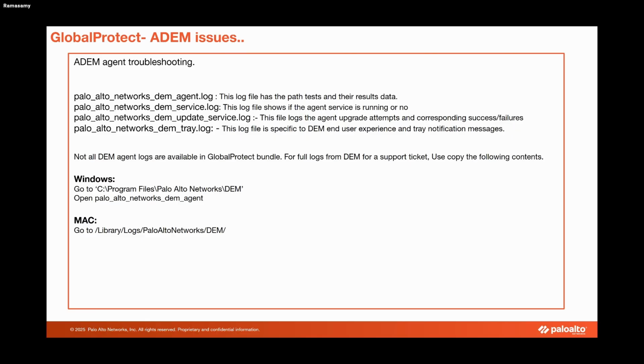And update_service.log. This one has information related to all the updates. Dem_tray: this log file is specific to DEM end user experience and the tray notification messages. You can find all the notification messages in this log file. This log file is not available under the GlobalProtect log bundle. For Windows, it is under Program Files, and for Mac, it is under Library, Log, Palo Alto Networks.